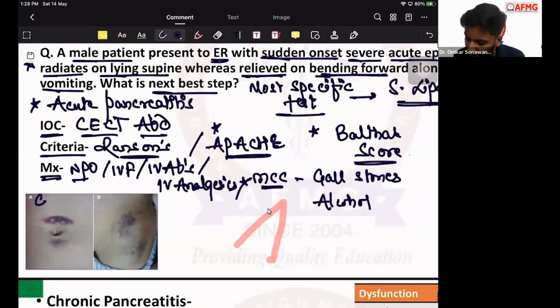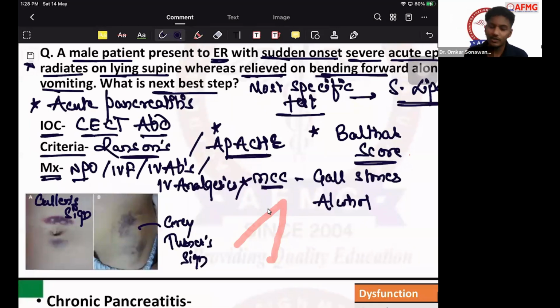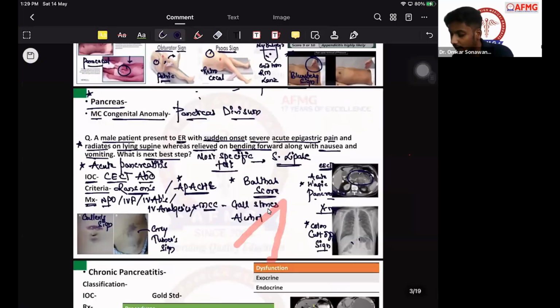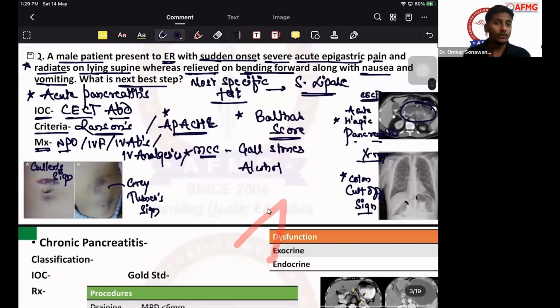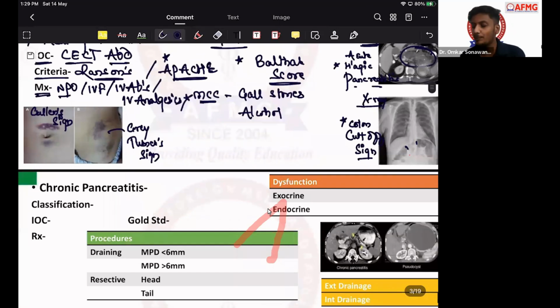Whereas discoloration in the flanks is known as the Gray Turner sign. Okay, discoloration in flanks is known as the Gray Turner sign. Anybody? Discoloration in the inguinal region, bleeding or discoloration in the inguinal region is called as? Periumbilical, Cullen sign. Flanks, Gray Turner sign. In the inguinal region it is called as, very good AFMG, it is the Fox sign. Okay, it is known as the Fox sign in the inguinal region. I hope it is clear to everybody. Okay, this much is important to remember for acute pancreatitis.